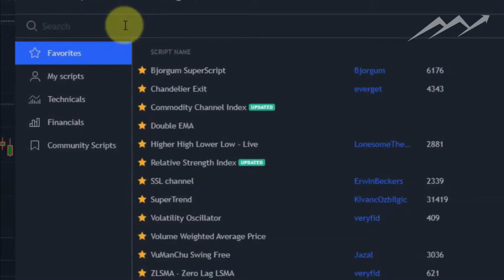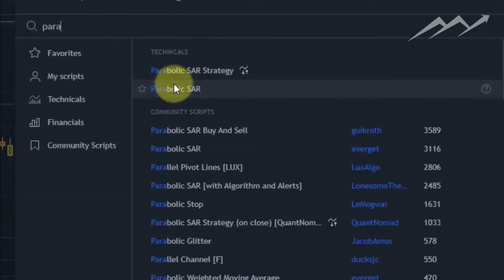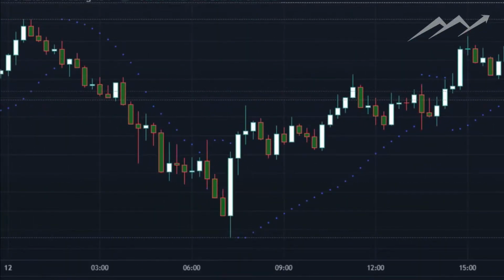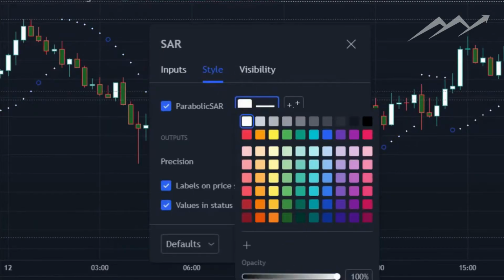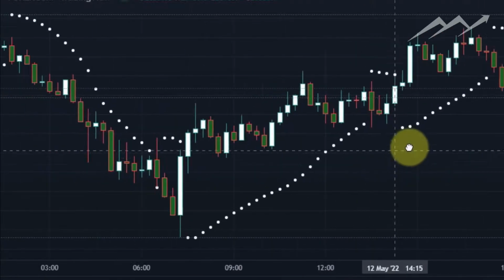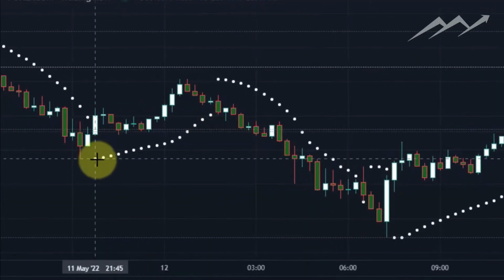Search for Parabolic SAR in the indicator section and add it to the chart. Now you will see some dots above and below the candles. First of all, let's see the basic Parabolic SAR trading strategy, then I will show you a way to filter the false signals given by the Parabolic SAR.